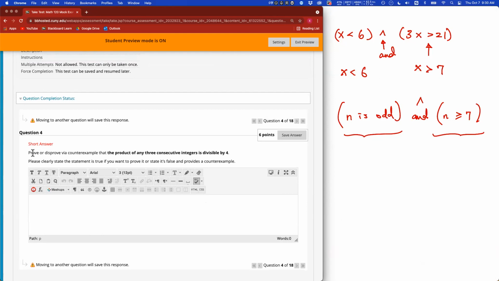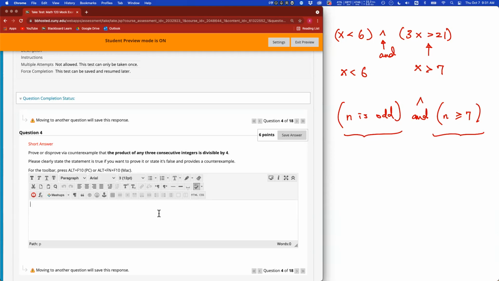Okay, now here it asks you to prove or disprove via counterexample that the product of any 3 consecutive integers is divisible by 4. So is this statement true? Okay, I see people say no. If no, can you give a counterexample? Okay, I see people say 1, 2, 3.